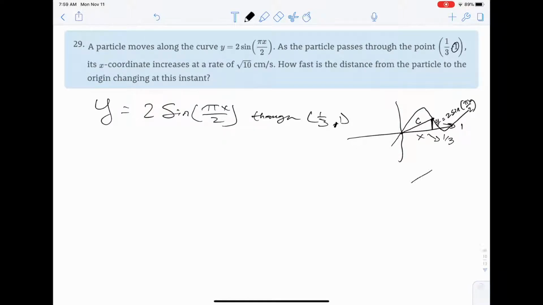And now we can use the Pythagorean theorem to get this side, which is equal to square root of 10 over 3. Okay, now you have c, which is what we need. And since we use the Pythagorean theorem here, we can use it here.